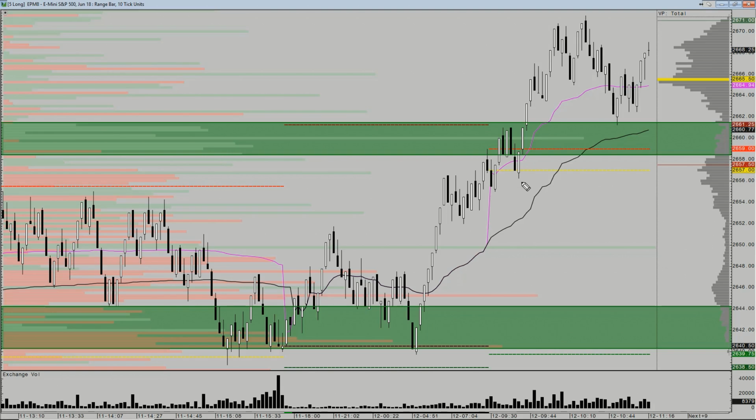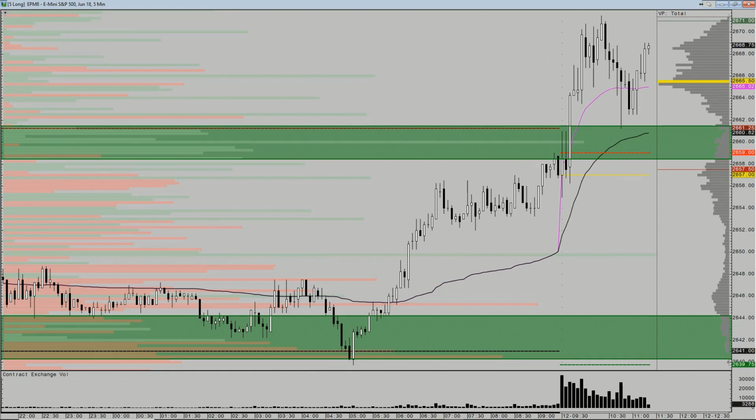Oftentimes on a time chart, you get lost in terms of sentiment. It's hard to see the direction, and you get chopped up on a predictable move sideways from which you could profit. Look how clean this chart is on 10 ticks. Now let's compare the same chart on 5 minutes. I've just went ahead and set it up for you.